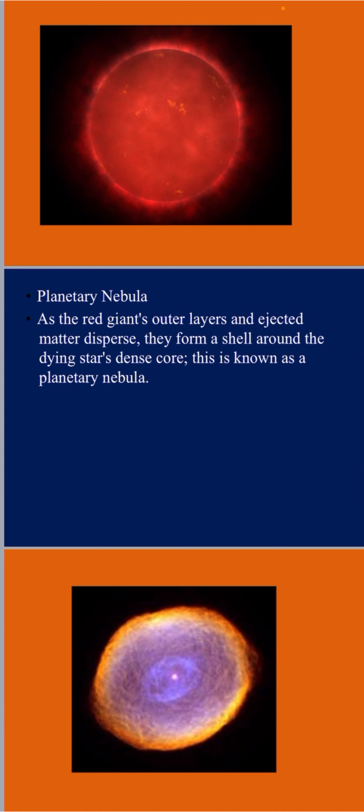Planetary nebula. As the red giant's outer layers and ejected matter disperse, they form a shell around the dying star's dense core. This is known as the planetary nebula.